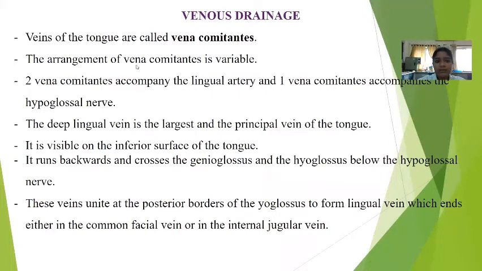Venous drainage. Veins of the tongue are called venae comitantes. The arrangement of venae comitantes is variable. Two venae comitantes accompany the lingual artery and one venae comitantes occupies the hypoglossal nerve. The deep lingual vein is the largest and the principal vein of the tongue. It is visible on the inferior surface of the tongue as we have seen before. It runs backwards and crosses the genioglossus and the hyoglossus below the hypoglossal nerve. These veins unite at the posterior border of the hyoglossus to form lingual veins which end either in the common facial vein or in the internal jugular vein.